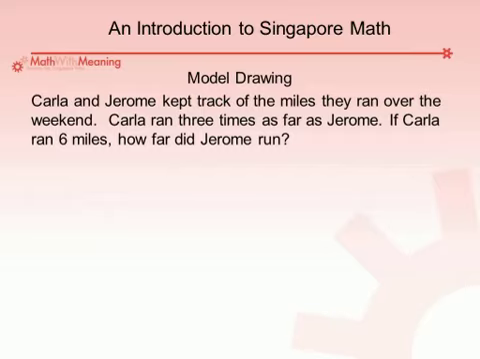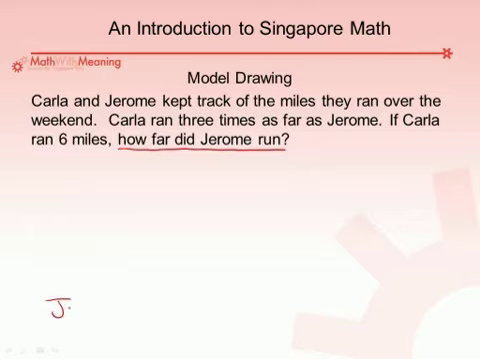So first of all, this is a third grade word problem from Singapore, and it's called a comparison one with multiplication. Carla and Jerome kept track of the miles they ran over the weekend. Carla ran 3 times as far as Jerome. If Carla ran 6 miles, how far did Jerome run? Well, when doing model drawing, I ask students, first of all, once we've read it, we have to figure out what we are being asked to solve. So I have students underline the question. And then what do they do? They go down to the bottom of the space.